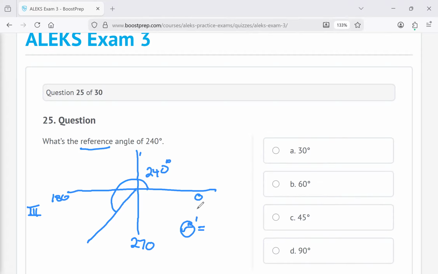Okay, so the rule is, if you're in quadrant 3, to find the reference angle, it's going to be theta minus 180. So my original angle is 240 minus 180, and I get 60. So that is my reference angle, 60 degrees. You got to know this rule: in quadrant 3, the reference angle is theta minus 180.